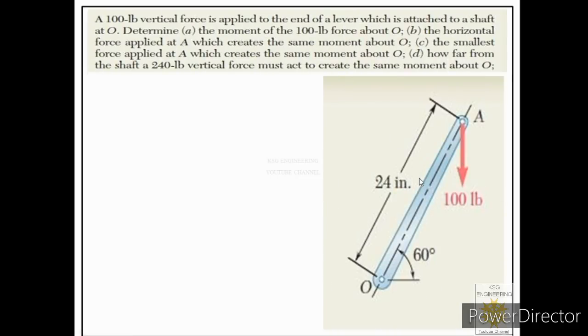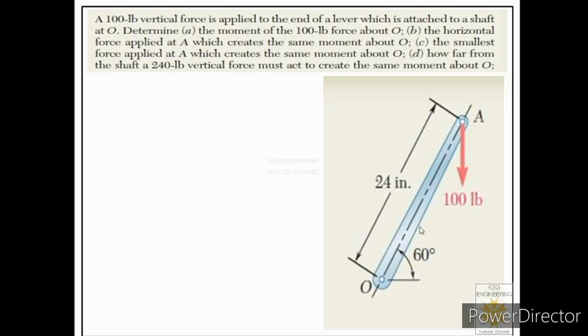Now we'll take one example on moments. So let us read the problem. A 100-pound vertical force is applied to the end of a lever which is attached to a shaft at O. Determine A part, the moment of the 100-pound force about O. So we will solve all these parts one by one. So let us first solve A part only. And before that, let us understand the problem.